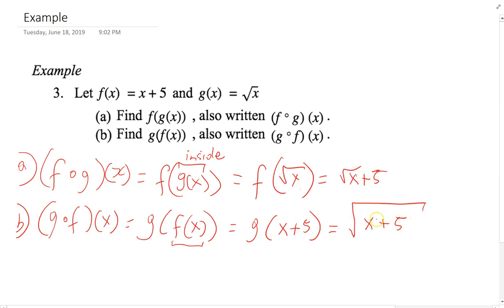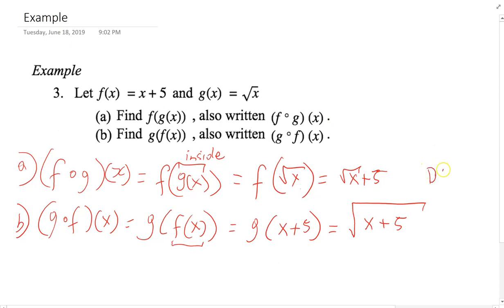Notice f of g of x and the g of f of x are a little bit different, in that with the f of g of x it is just a square root over the x, and the plus 5 is outside. But with the g of the f of x, the radical is over both the x and the 5.